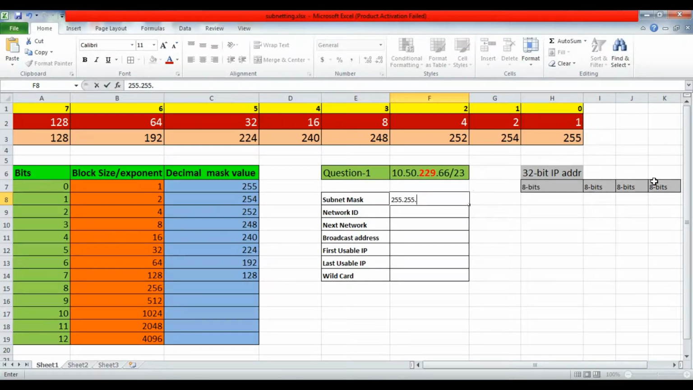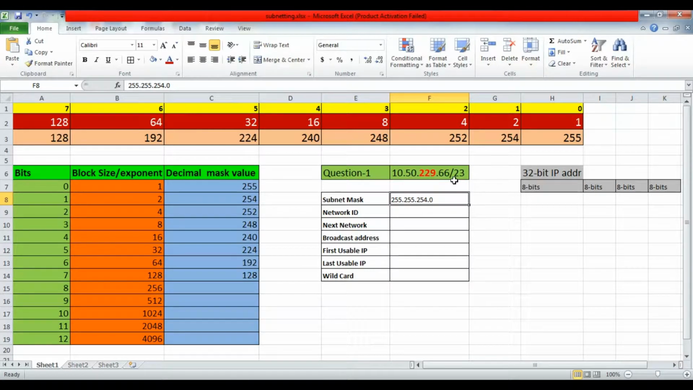dot. For the remaining 7 bits, we have calculated 254 from this cheat sheet. We will write 254 here, .0. So this is our subnet mask.